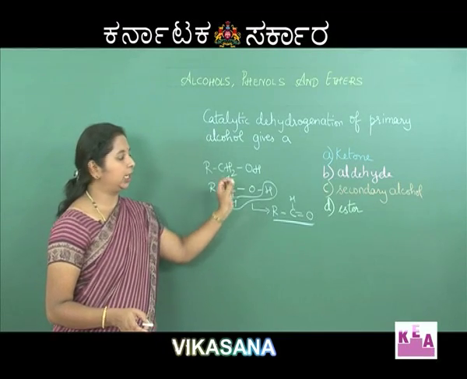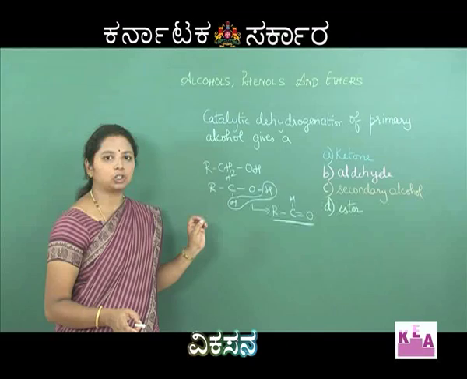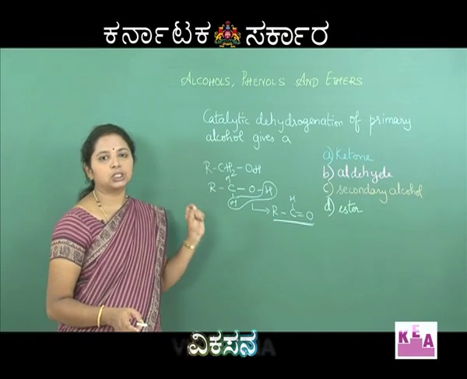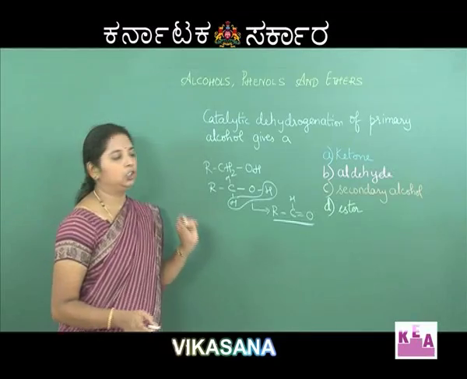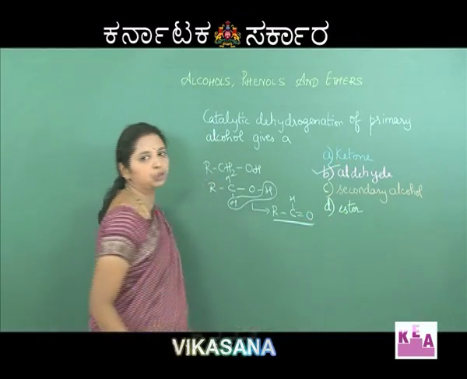Now, look at the options. We have primary alcohol undergoing dehydrogenation, and in the options we have aldehyde, which is nothing but option B. So, option B, aldehyde, is the correct option.